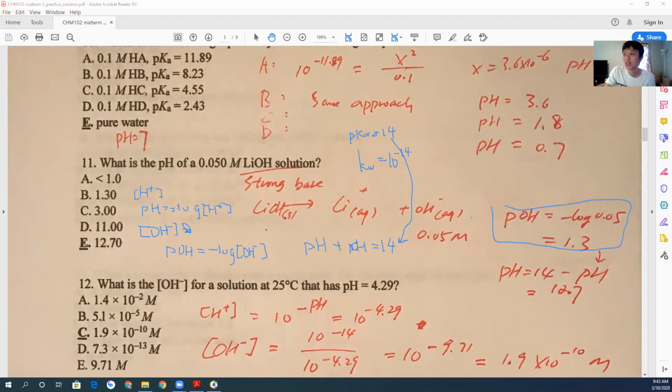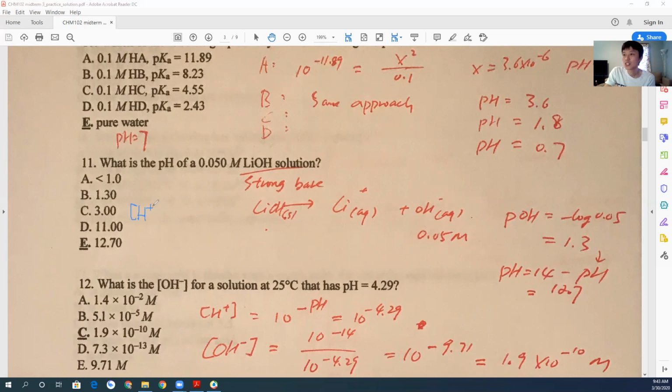proton concentration. Another approach to solve this problem: if you know the hydroxide concentration, you can first find the proton concentration. The proton concentration is Kw divided by the hydroxide concentration. Kw is equal to 10 to the negative 14, and the OH is 0.05. Now you can calculate the proton concentration, then convert that proton concentration into pH.